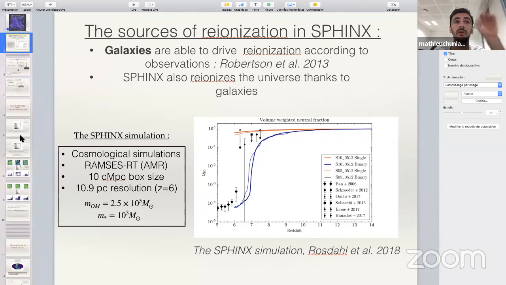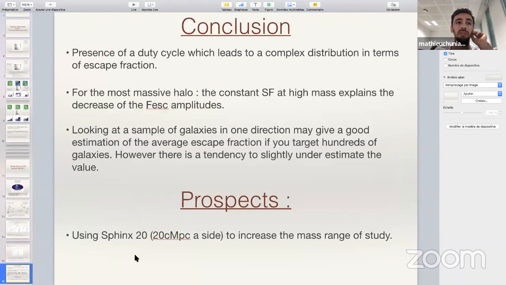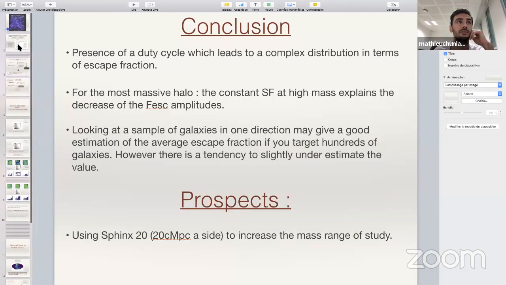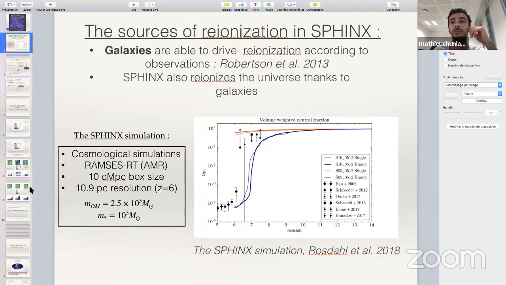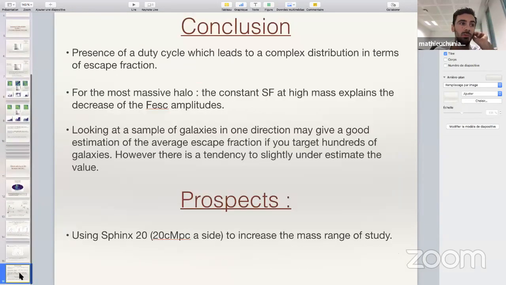But specifically on my work, I'm quite limited because I have only about 10 halos above 10^10 solar masses. That's one of the reasons we are switching to SPHINX20, because we want to increase this mass range above 10^10 solar masses. Okay, we succeeded in reionizing the universe thanks to our small galaxies, but maybe the more massive galaxies can play an important part. So we need to focus on that, and we hope SPHINX20 will bring more answers to this kind of question.